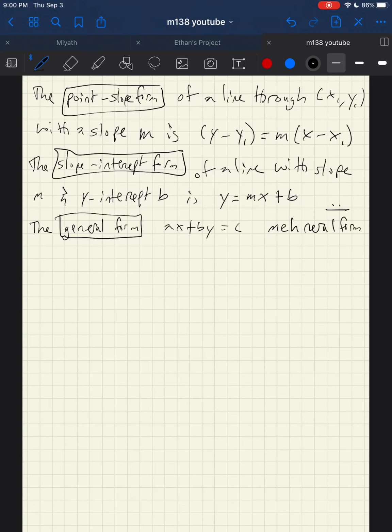I'm not really into this one. Okay, it is a form, but I'm just not really into it.